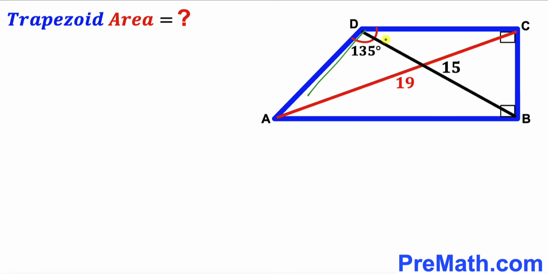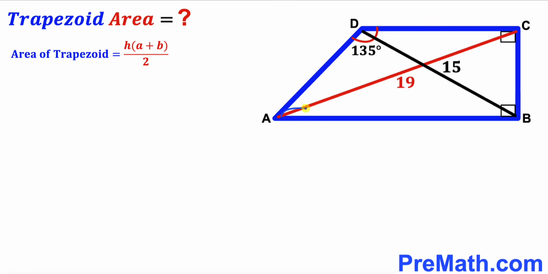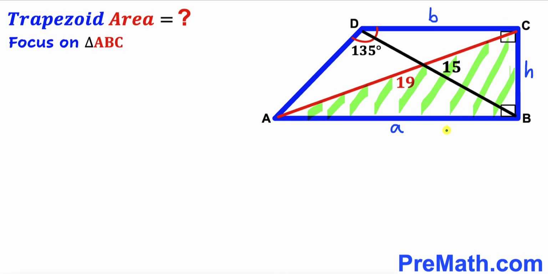Let's focus on this trapezoid ABCD. Since we are interested in calculating its area, let's recall the area of a trapezoid formula. Area is always equal to height h times the sum of the bases a and b all over 2. So I'm going to label this base AB as lowercase a, the base CD as lowercase b, and the height of this trapezoid as lowercase h. Now our task is to find the value of a, the value of b, and the value of height h. And now we are going to focus on this right triangle ABC.